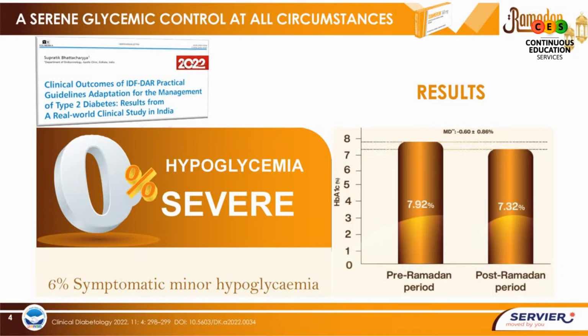Now, the remarkable thing here has to do with the hypoglycemic rates, where you can see there was 0% recorded for severe hypoglycemia. Usually, severe hypoglycemia requires hospitalization, and 0 cases were recorded. However, when it comes to symptomatic hypoglycemia, we had a rate of 6%. But if you break it down numerically, it's actually 2 patients out of the 30.